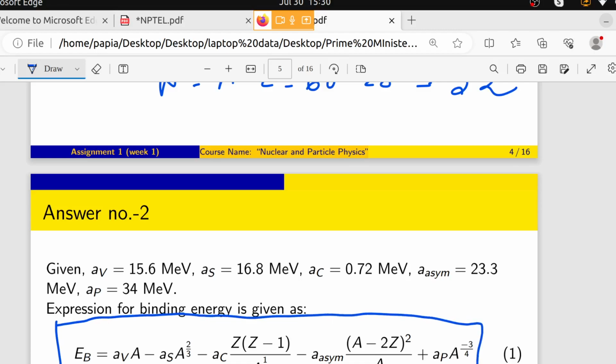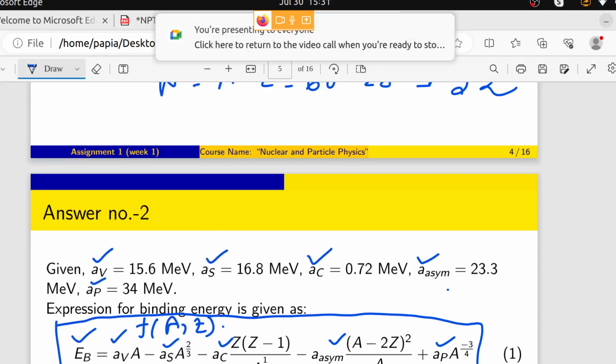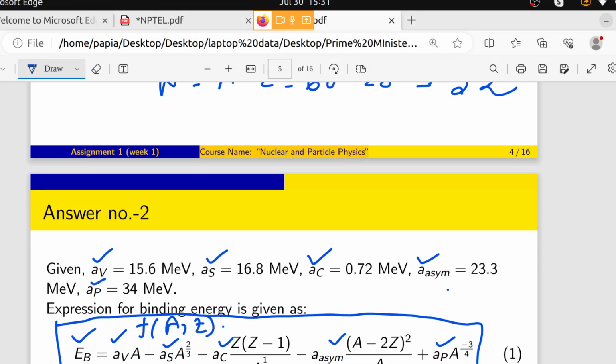You can see that on the left hand side EB is the binding energy, and on the right hand side there is something which is a function of A and Z. Nothing more than that, only A and Z are there, along with some coefficients. In that question all the coefficients are already given: AV, AS, AC, A asymmetry and AP. AV is for the volume term, AS is for the surface term, AC is for the Coulomb energy term, A asymmetry is for the asymmetry term, and AP is for the pairing term. These terms are used to calculate EB.